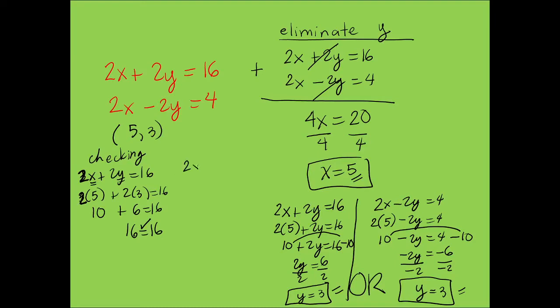Let's have the second equation. We have 2x minus 2y equals 4. So, we have 2 times 5 again minus 2 times 3 is equal to 4. This is 10 minus 6 equals 4. 4 equals 4. That is totally correct.